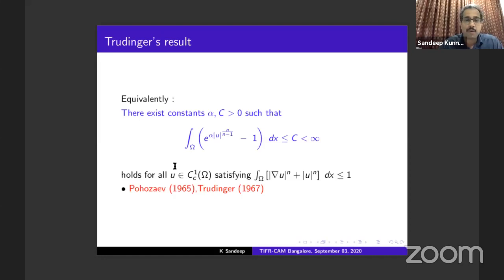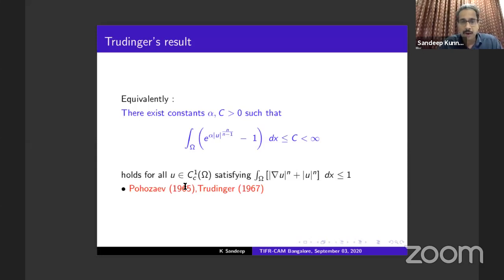This holds for all u in C_c^1 of omega satisfying the integral over omega of |gradient of u|^n plus |u|^n dx is less than or equal to 1. Okay. So the result is attributed to Trudinger, and some portion of the results were proved by Pohožaev and also by Peetre around the same time.